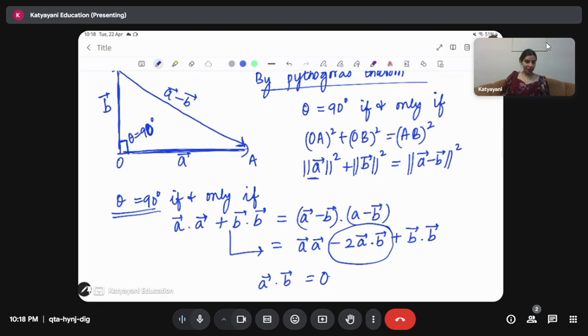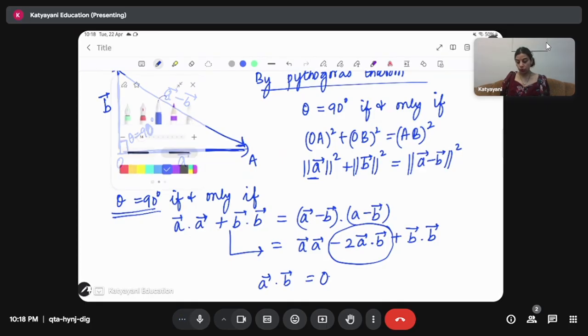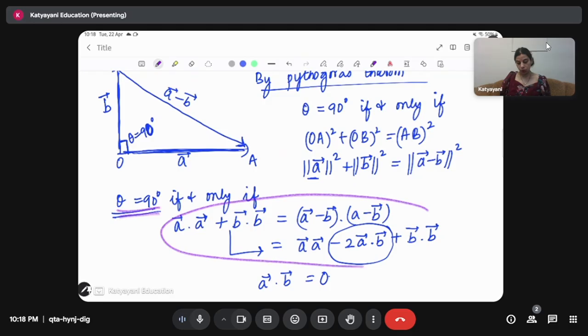तो हमने प्रूव कर दिया कि थीटा 90 डिग्री तभी होगा जब ये इक्वालिटी होल्ड करेगी. This entire equality will hold. तो हमने प्रूव कर लिया कि the theta would be equal to 90 degrees only if this equality holds. राइट, और ये इक्वालिटी कब होल्ड करेगी?